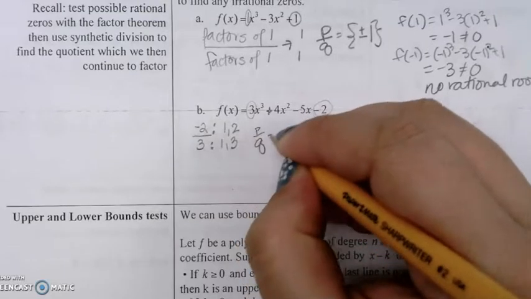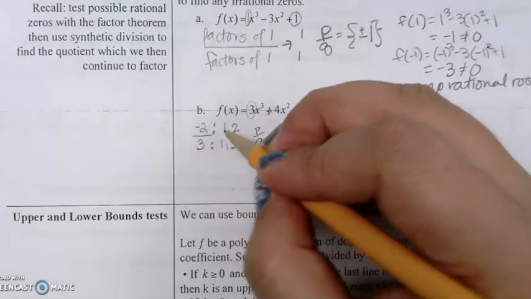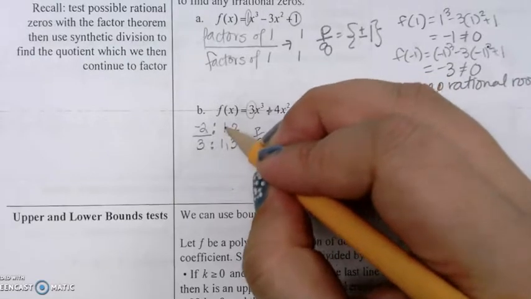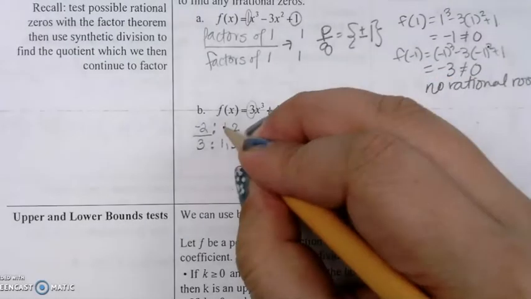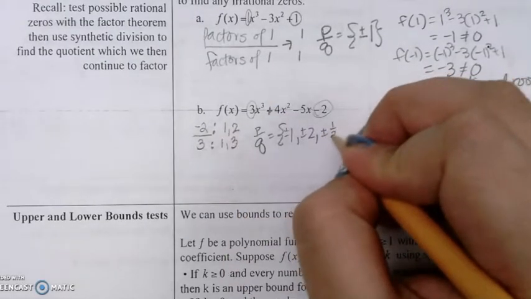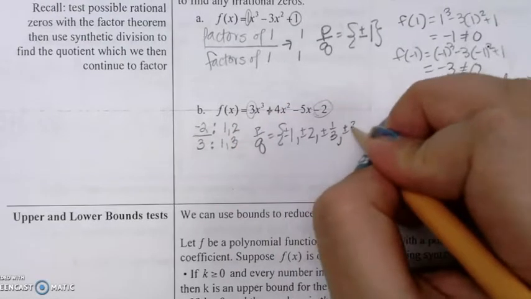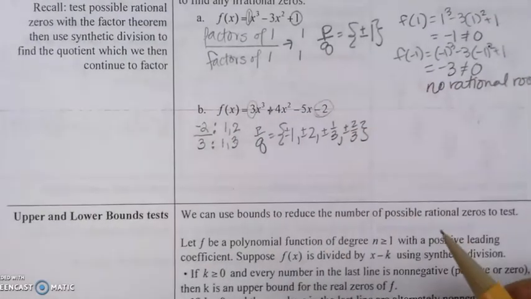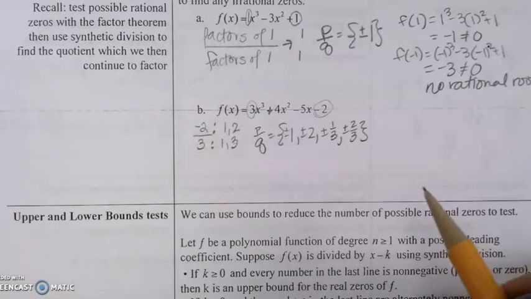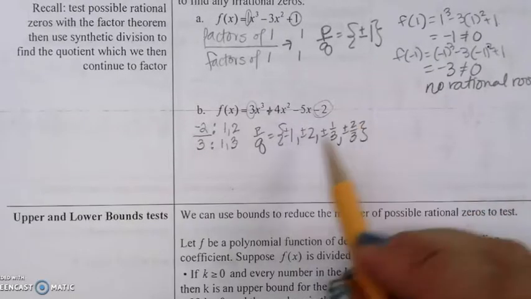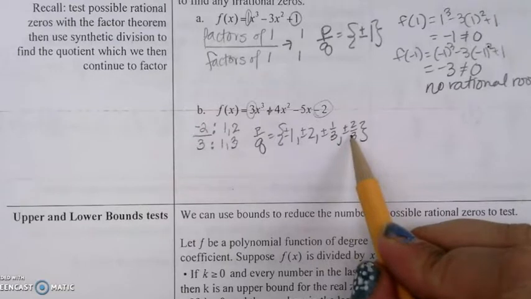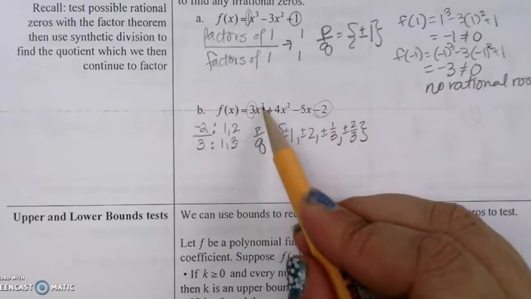So my possible list is, I usually just do top over bottom and then top over bottom. So 1 over 1, plus or minus 1; 2 over 1, plus or minus 2; 1 over 3, plus or minus 1/3; and 2 over 3, plus or minus 2/3. Sometimes you'll be able to simplify these, and we'll see some examples later where you don't have to list one of the options because it's already listed somewhere earlier. Okay, so here we actually have 8 options for our rational roots, but this is a 3rd degree, so obviously it can't be all of them. It could be at most 3 of them, but remember, we could also have irrational roots.